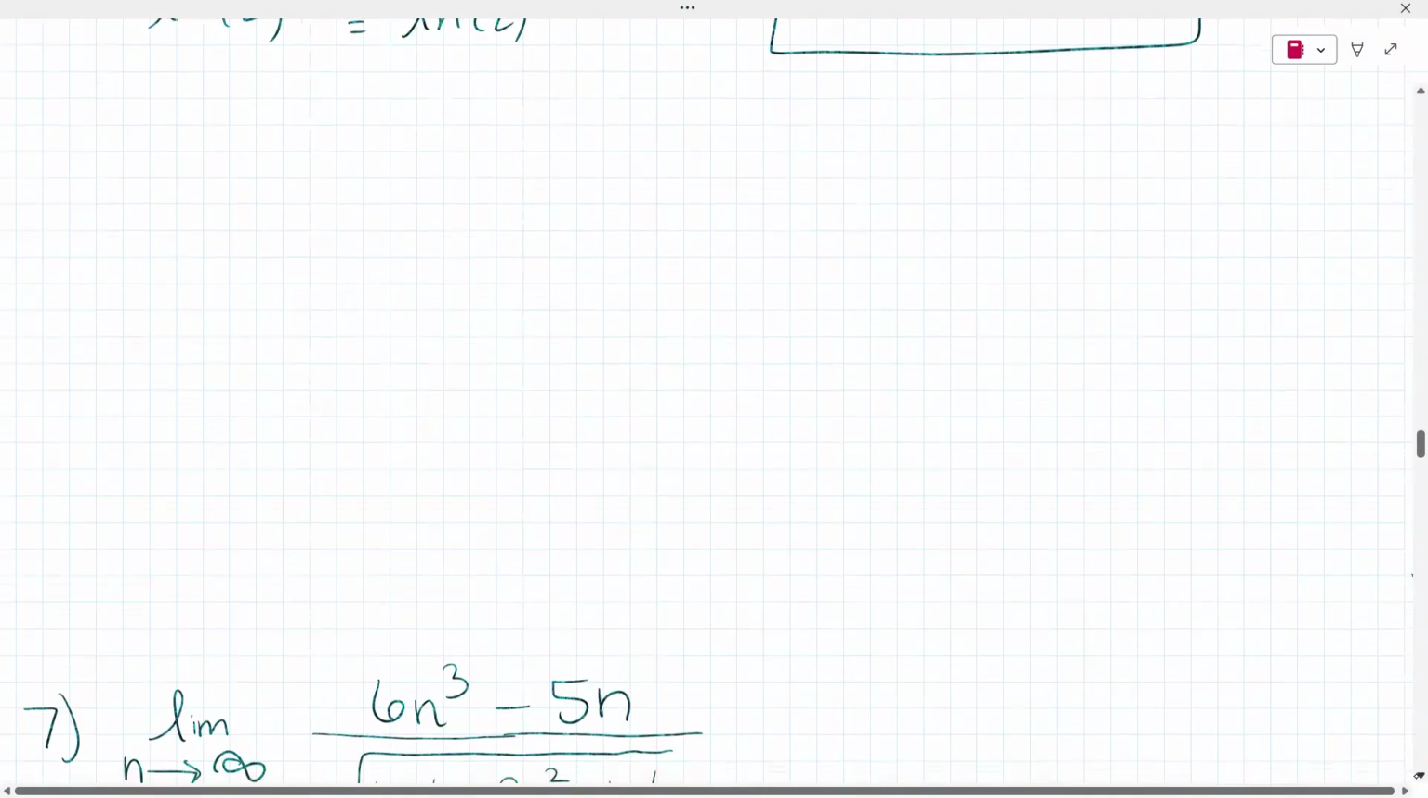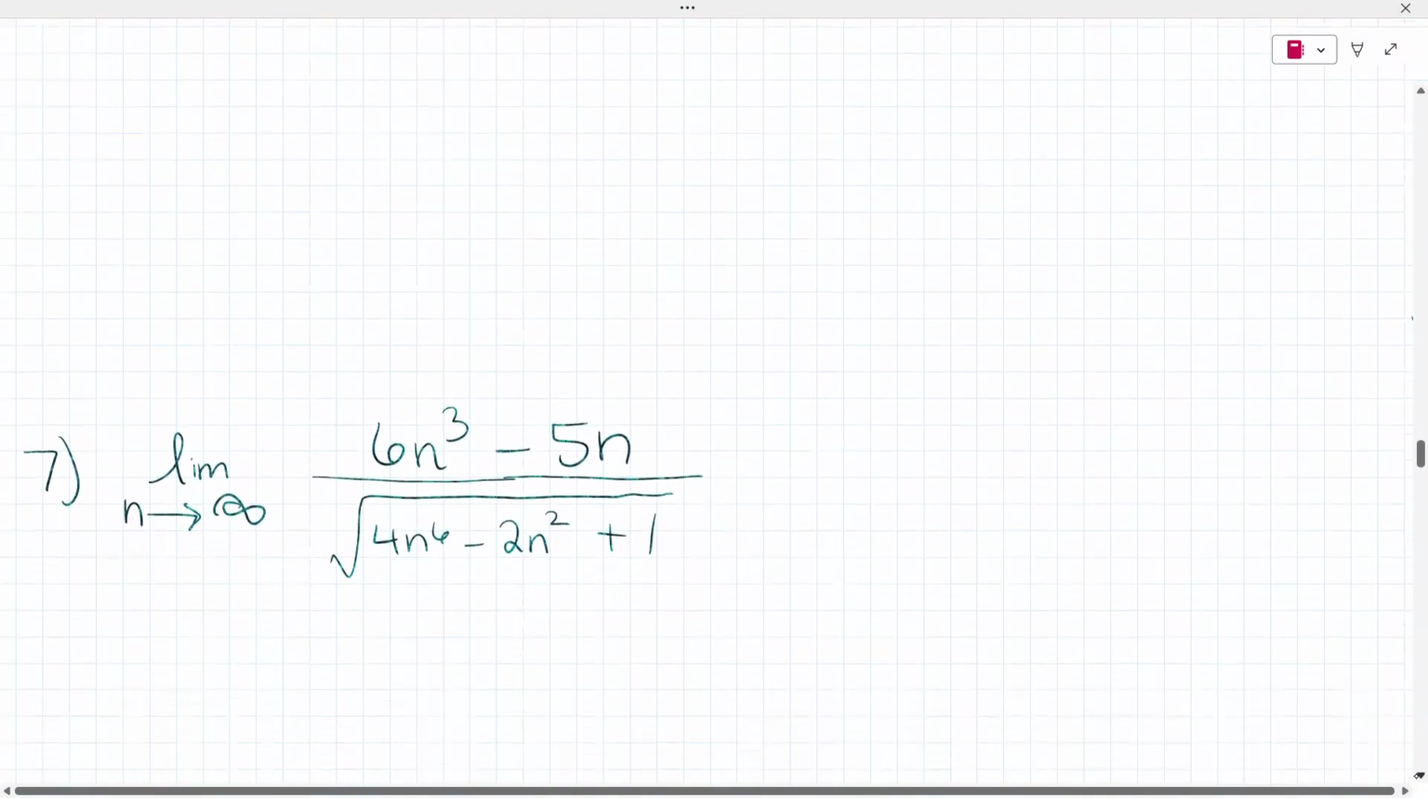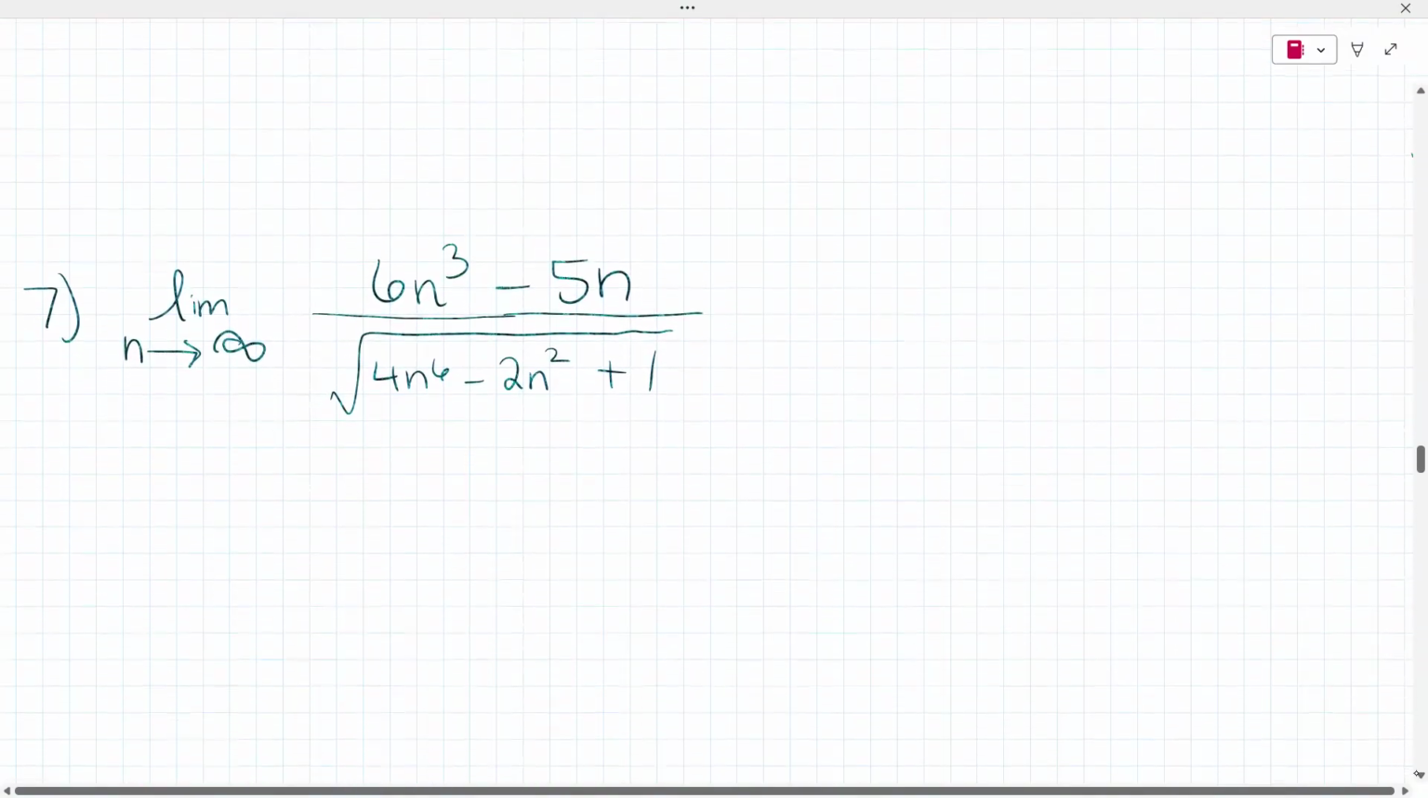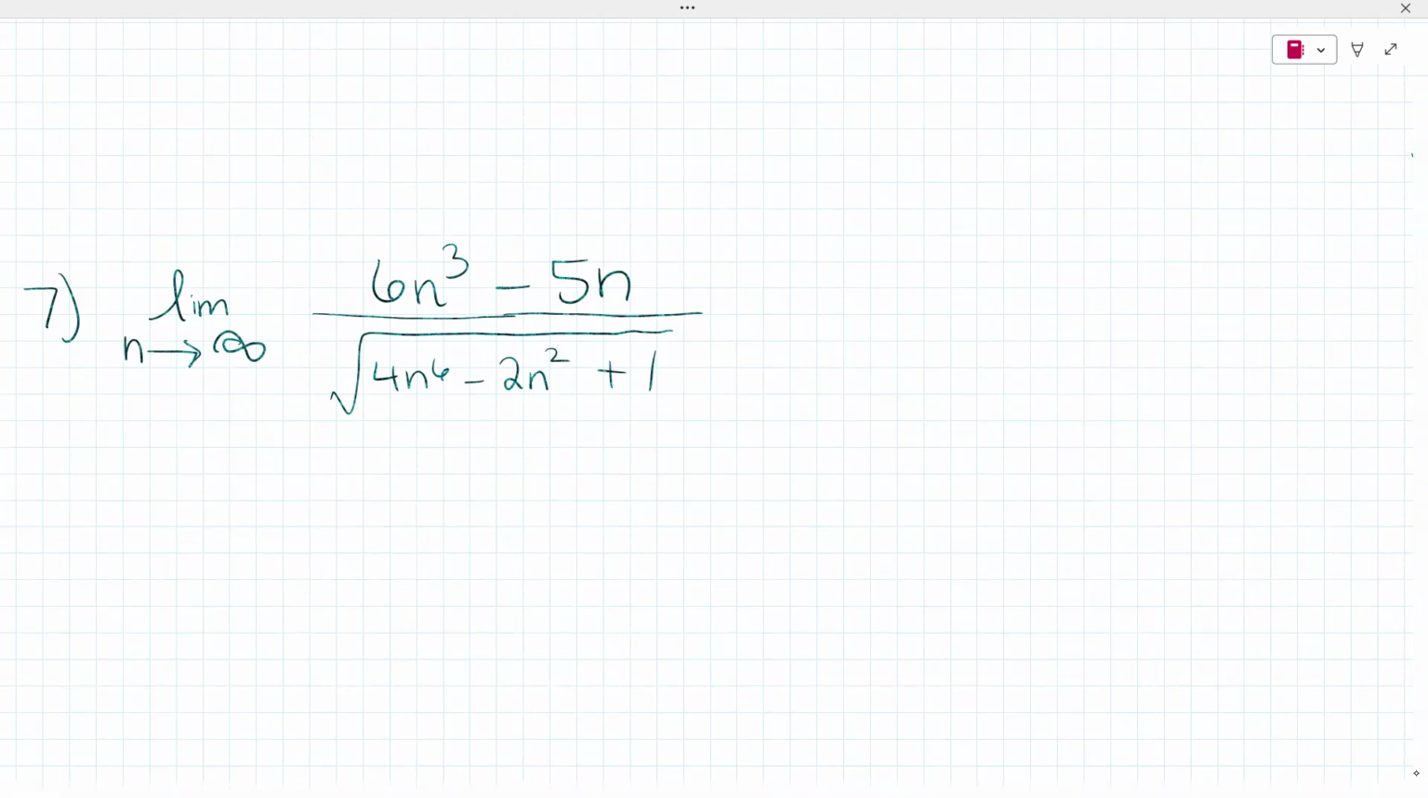Example 7. So example 7, we have the limit as n approaches infinity of this rational function: 6n cubed minus 5n over the square root of 4n to the 6th minus 2n squared plus 1.